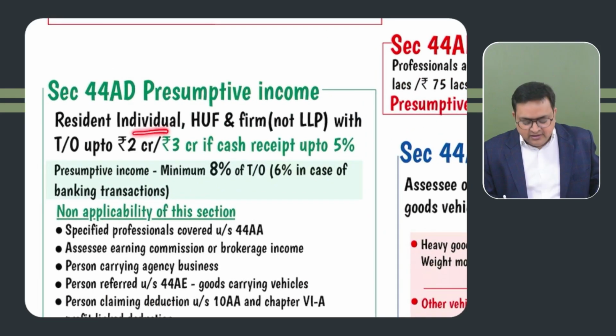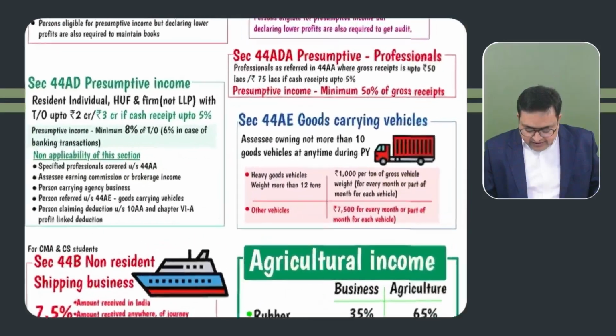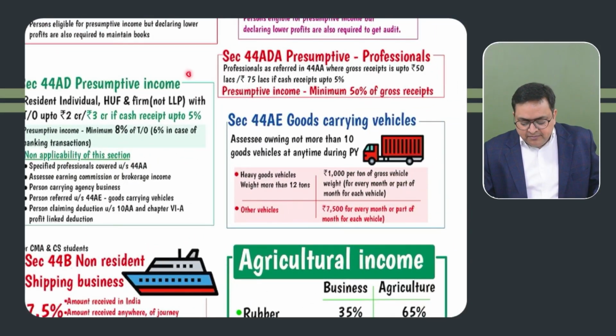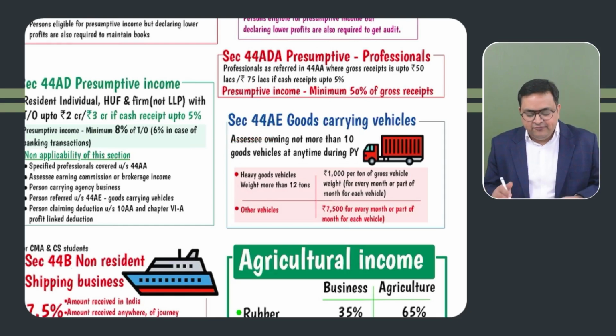Who are eligible? Resident individual, resident HUF, resident partnership firm are eligible over here, but not LLP. Not any other SSE, only individual, HUF or partnership firm who are resident, and in firm, LLP is not eligible, right? Persons who are carrying a notified profession, or a goods transport vehicles business, are not eligible in 44AD because we have specific sections, 44ADA and 44AE, for them.